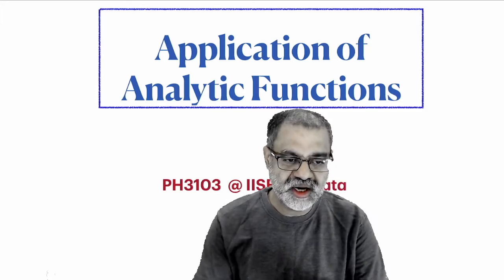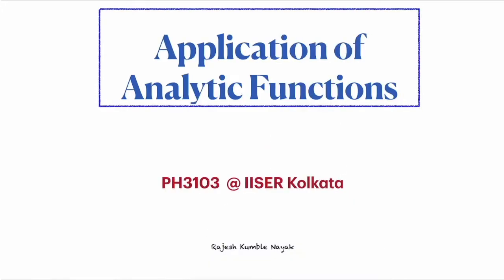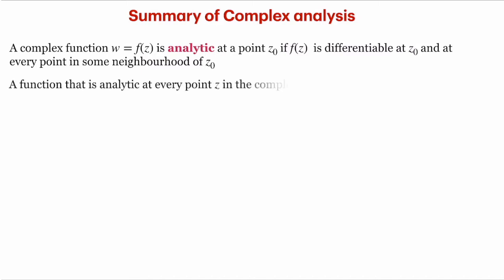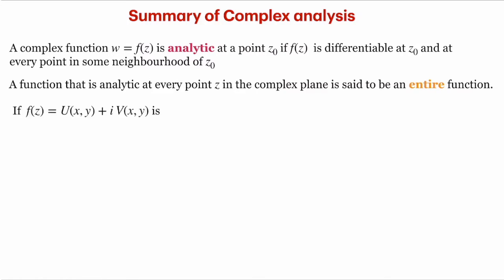PH3103 at IISER Calcutta. So let's quickly go over the summary of complex functions. We have seen that a complex function is analytic at a point z0 if f(z) is differentiable at z0 and at every point in some neighborhood around z0. If a function is analytic at every point in the z plane, then we call such a function an entire function.